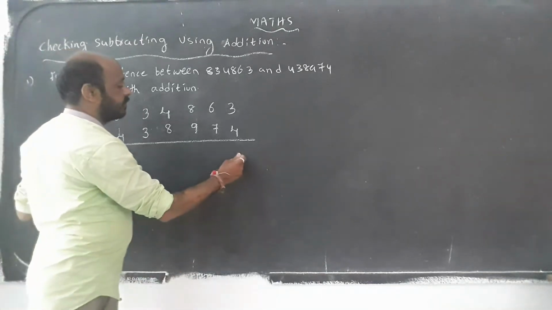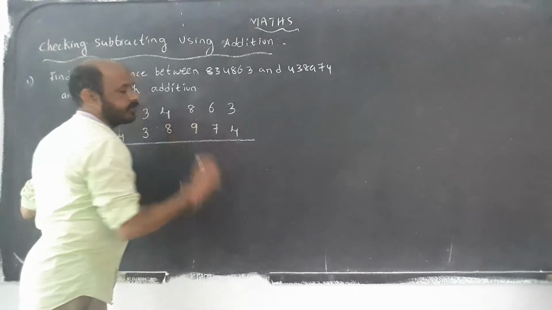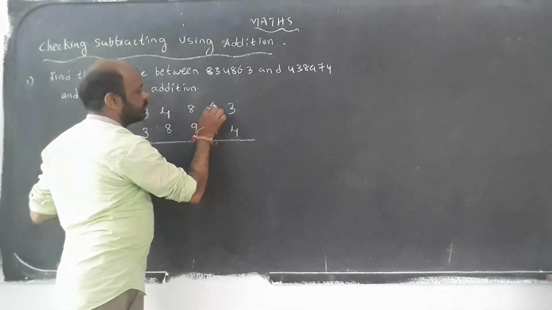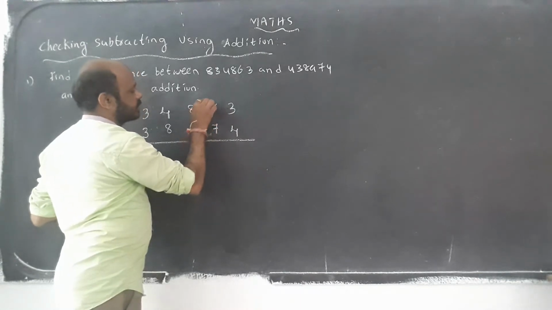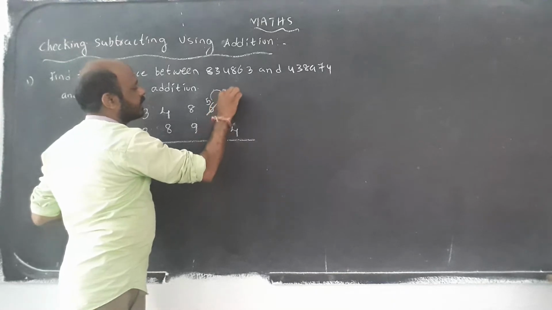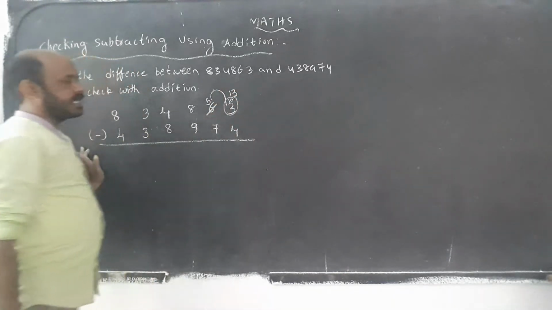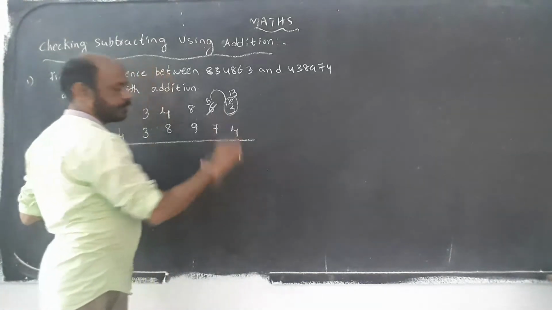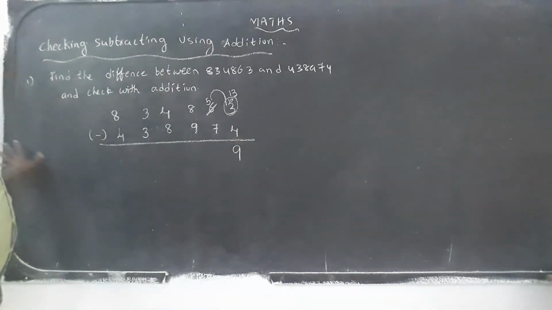From right to left: from 3, we can't remove 4. Then we have to borrow from the number before, which is 6. 6 becomes 5, and the borrowed 10 plus 3 makes 13. 13 minus 4 is 9.